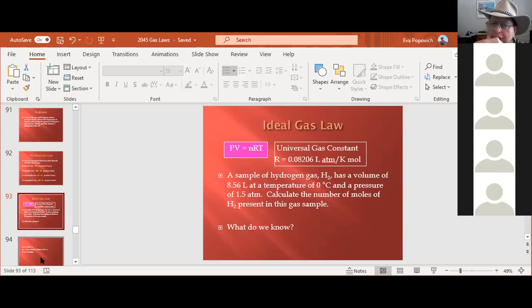A sample of hydrogen gas has a volume of 8.56 liters at a temperature of 0 C and a pressure of 1.5 atmospheres. Calculate the moles of H2. Am I saying that anything is changing in this equation? Does the problem say anything is changing? Guys? No, it just wants you to find the moles that are present.